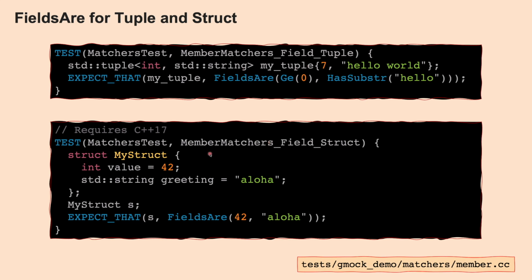You can also use fields are on a struct if you have C++17. Suppose I have a struct that has an integer value and a string. The integer value is 42, the string is aloha, and now I can say expect that S has the following fields. The first field is 42 and the second field is aloha. So this is how we separate the fields of a struct.